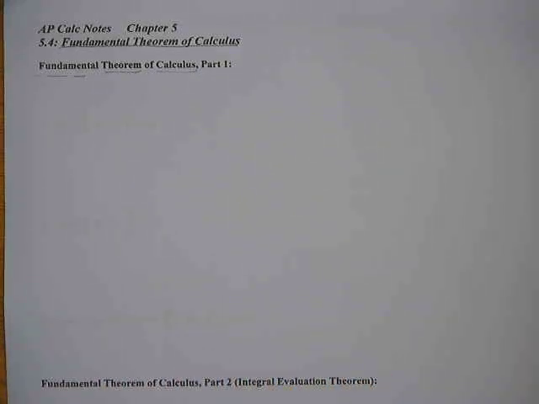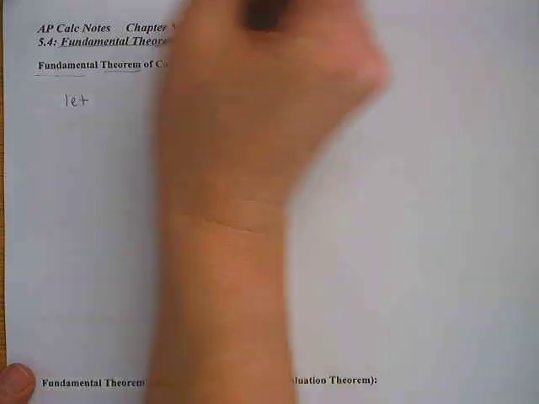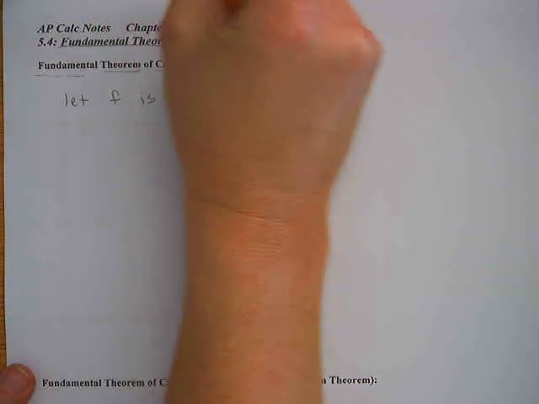This is the theorem that relates the two things that are seemingly totally unrelated, and we find out that they're connected, and that is the idea of area under a curve and a derivative. Okay, so first of all, let's begin by saying that f is a continuous function on an interval from a to b.